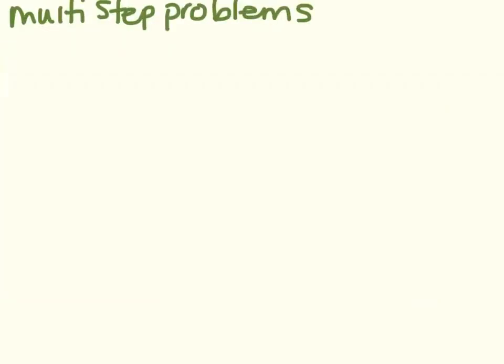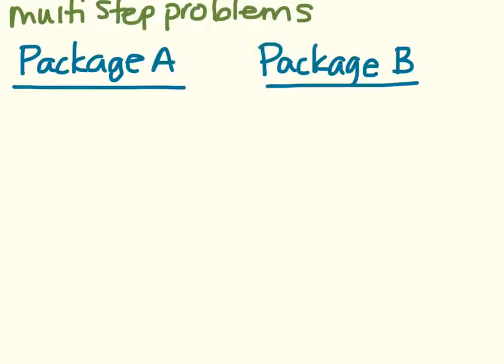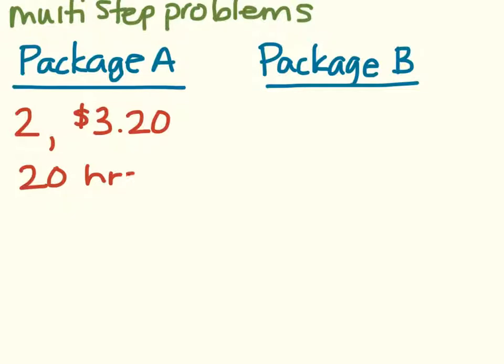To close out part 1 of this lesson, we're going to learn to solve multi-step word problems involving the comparison of unit rates. Andy needs 2 batteries for his video game controller, and he's trying to decide between 2 brands. Package A brand batteries. There are 2 batteries per package at a cost of $3.20. The manufacturer claims the batteries will last for 20 hours.